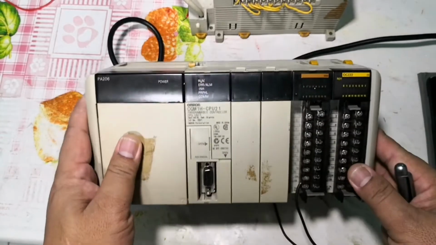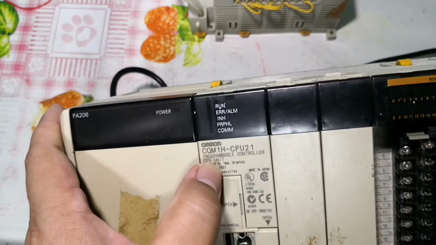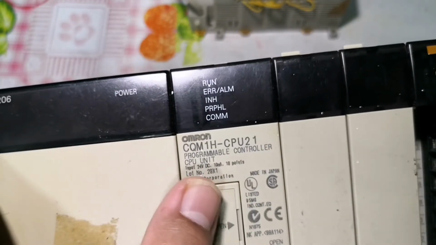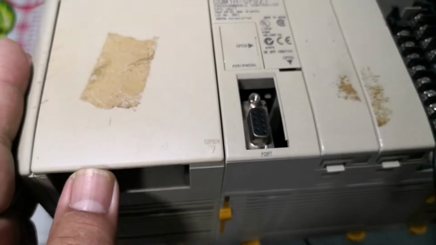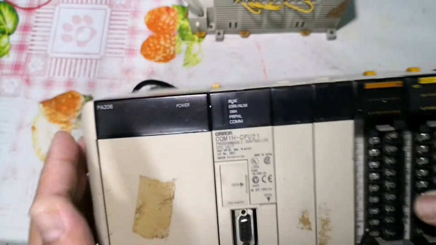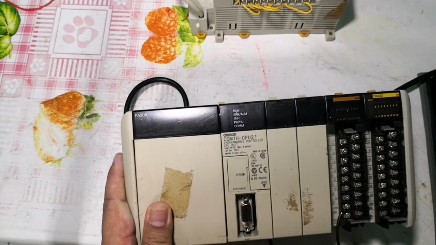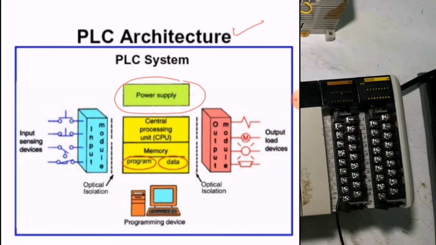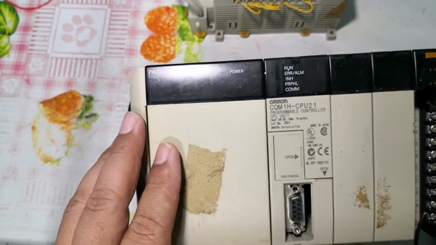Okay, this PLC is a CQM1H CPU21. It's quite an old model, but it's still reliable and still working. First, if we look at the PLC architecture, we have the power supply. This is the power supply, on this side.